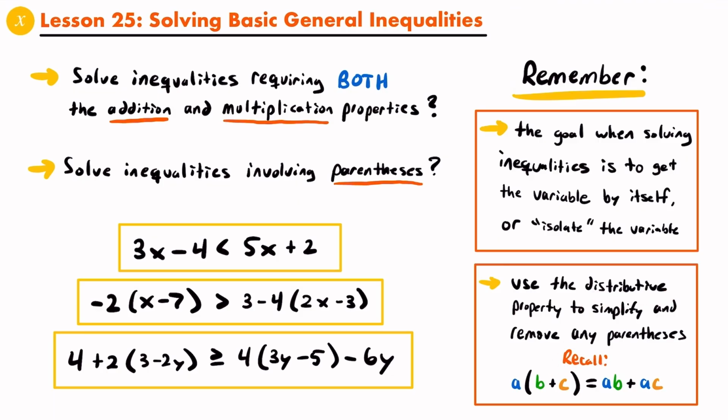Okay, so remember that if you have a value of a multiplied by an expression contained within parentheses, such as b plus c, you can distribute a through that quantity by multiplying it by each piece and adding it together, right? You multiply a by b to get ab, and then you multiply a by c to get ac. All right, so that's what you want to keep in mind for solving these basic general inequalities.